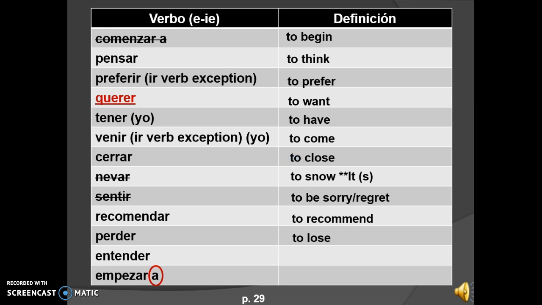Perder, lose. Maybe you lose a pair of pants. Perder. Entender means to understand. So don't get that mixed up with comprender, which means to comprehend. And empezar, always has an a after it, means to begin. So instead of comenzar, we're going to use empezar.